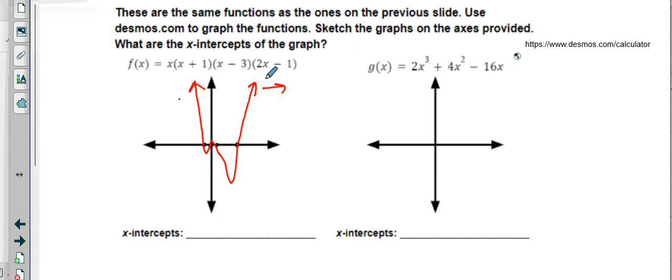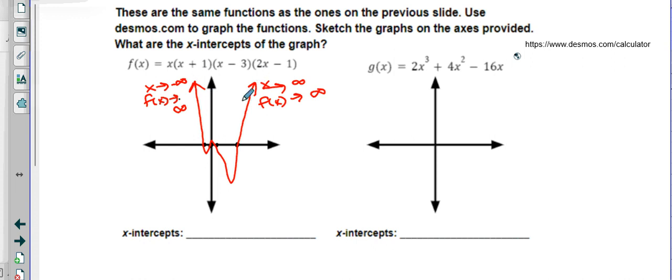So this way, as x goes to infinity, our f of x goes to infinity as well. And then here, as x goes to negative infinity, our f of x goes to positive infinity.